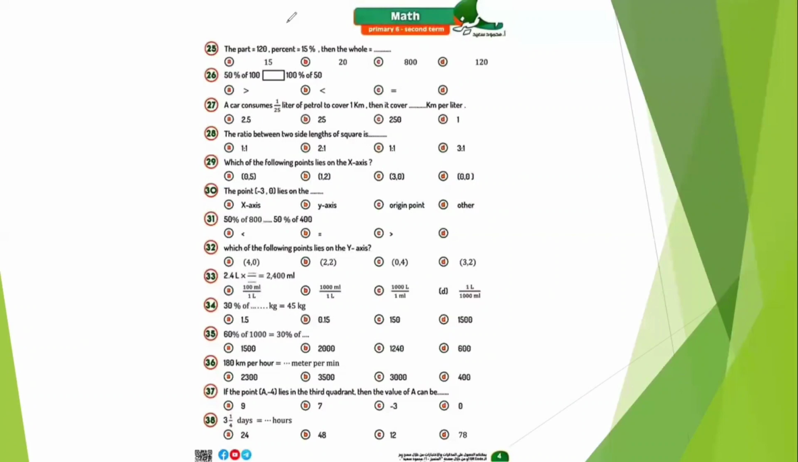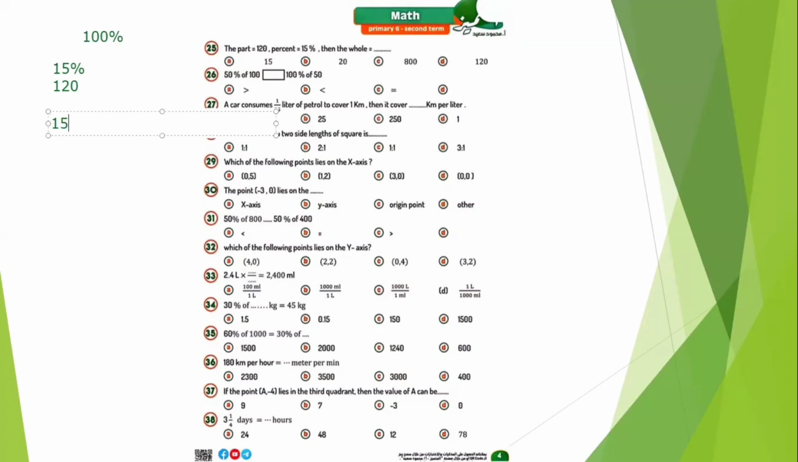25. The part is 120. The percent is 15%. How can I get the whole? The whole always equals 100%. I know 15% of this 100% has the value 120. That's the value of the part. Can I get the value of 100%? Yes.